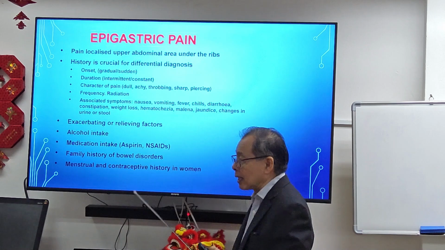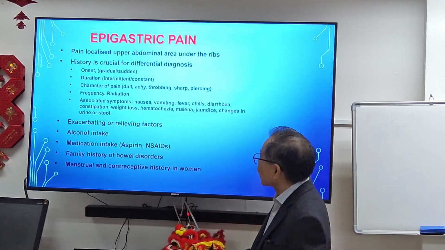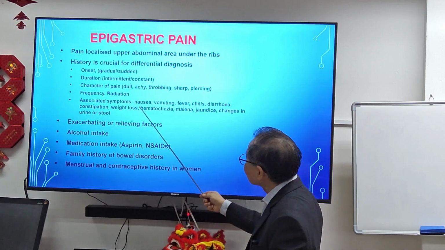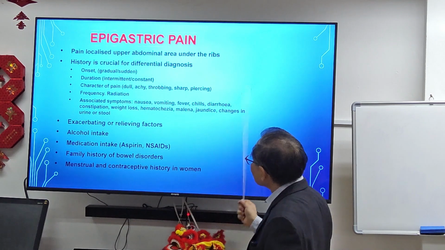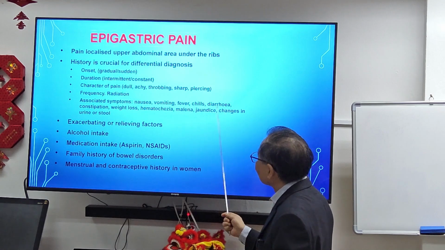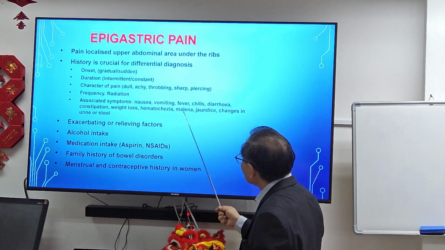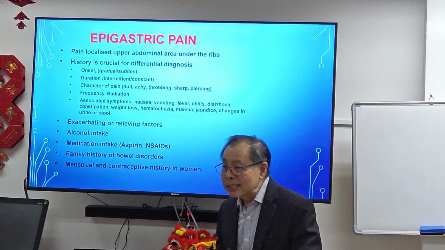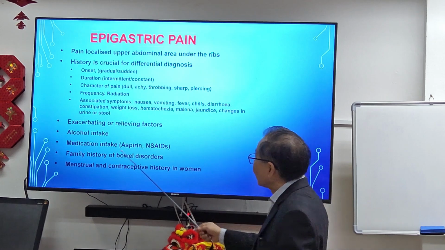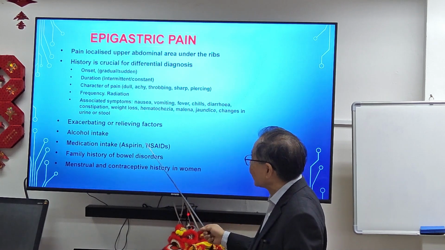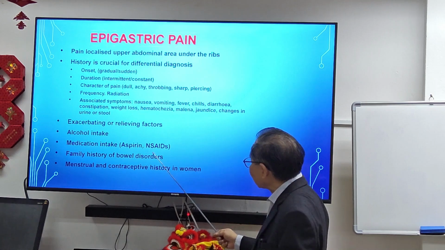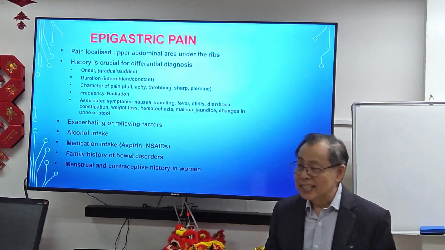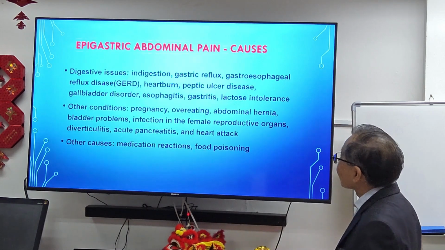And then the frequency, how often does it come? Some pain goes away and comes back again. Radiation, does it go from one point to the other? Associated symptoms, are there other things such as nausea, vomiting, fever, weight loss, stool black in color which indicates blood, jaundice and so forth? Are there things that relieve the pain or make it worse? Is there a history of alcohol or drugs? Is there a family history of such pains? And in women, very important to take the menstrual and contraceptive history. Very important. So what are the causes of epigastric pain?